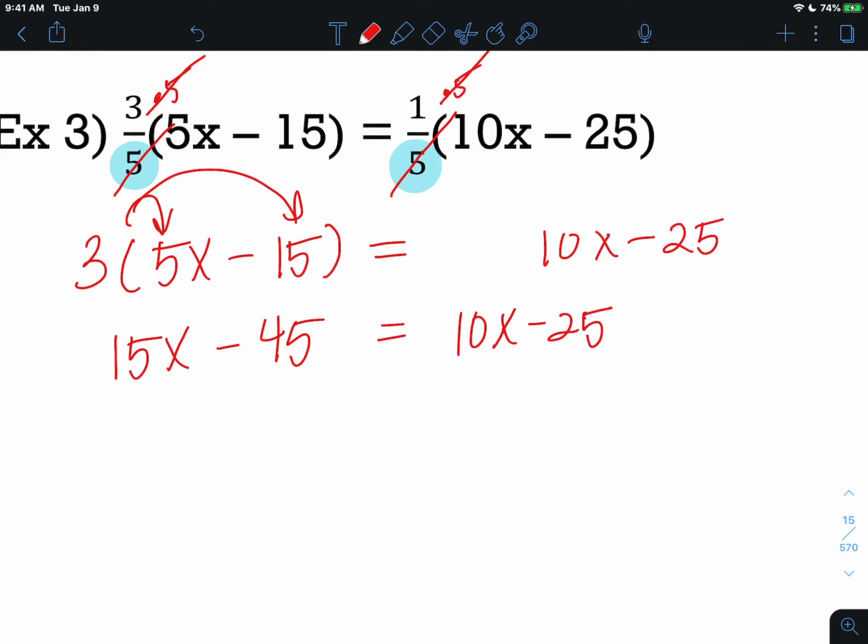Okay, so I got that now. Now I'm going to go ahead and get all these things together to make sure that they're all combined. Over here on the left, everybody's combined. I don't have x's all over the place, numbers all over the place. And then everything looks good over here on the right. So now I'm going to move one of these x's, 15 and 10. I'm going to move that 10. That's much smaller.